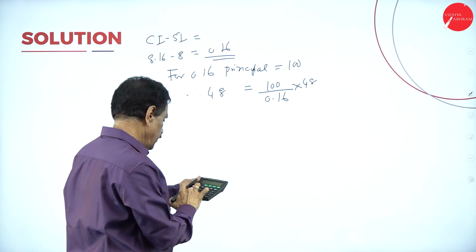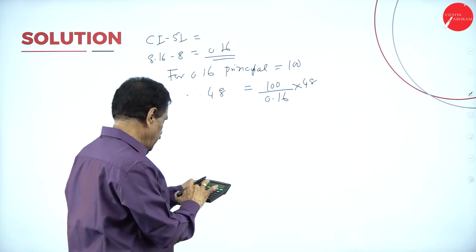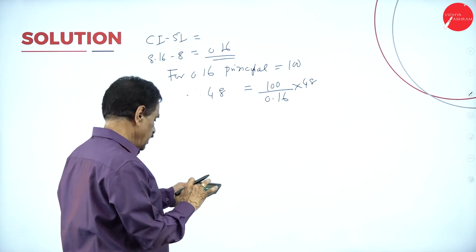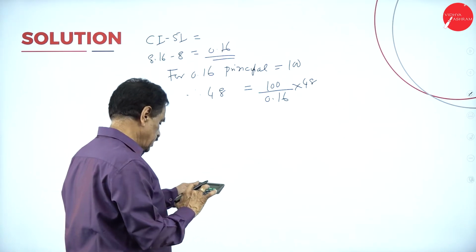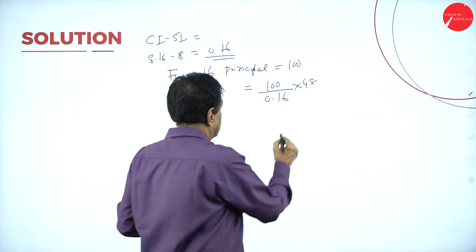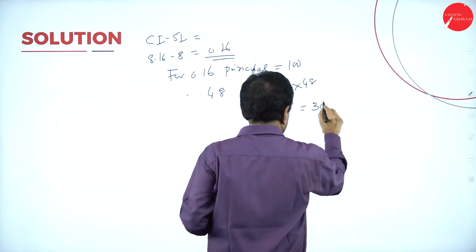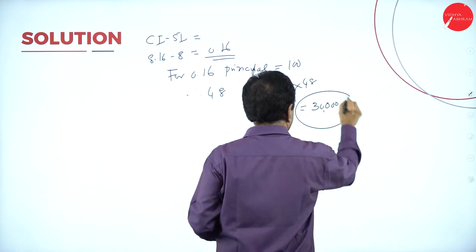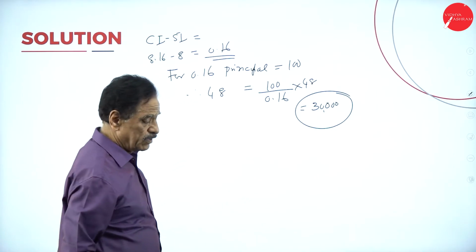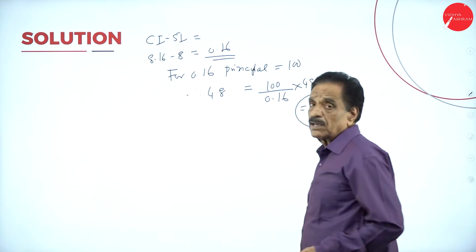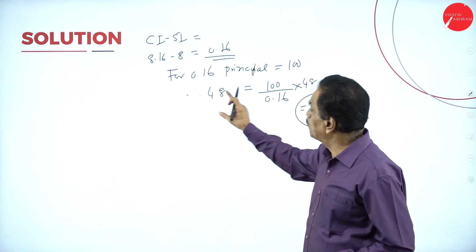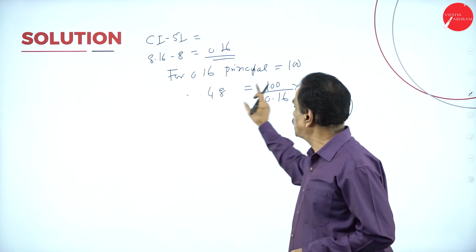100 into 48 divided by 0.16 is 30,000. The sum is 30,000. We have done the same type before. Simple interest minus compound interest, 0.6 is equal to 100.